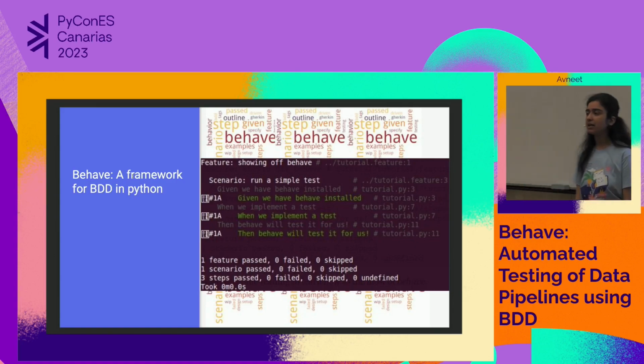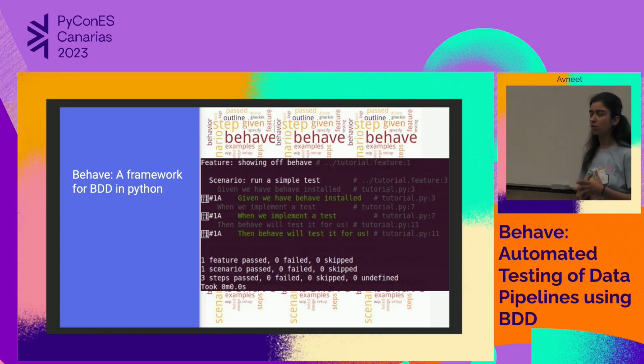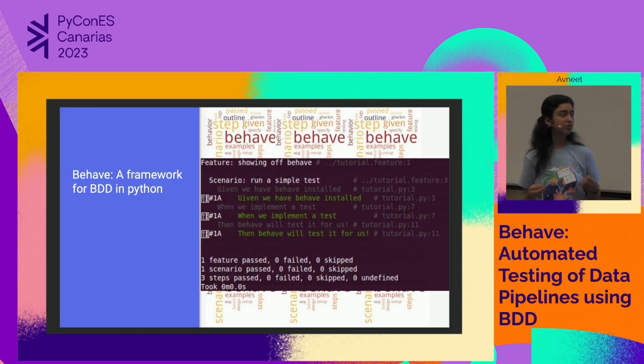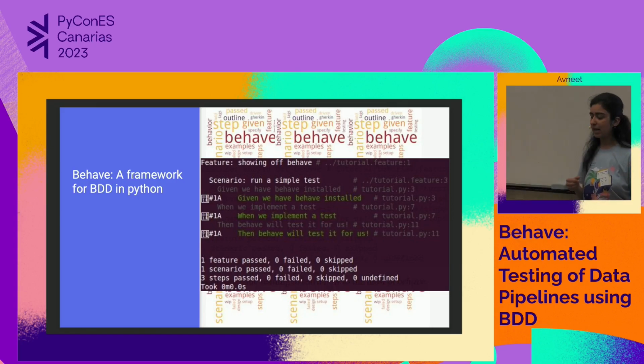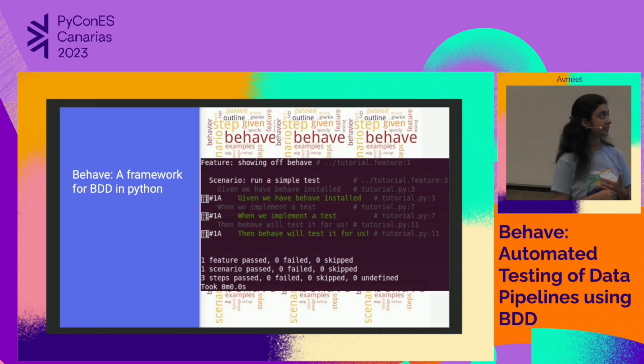Most of our programming is done in Python when we code data pipelines. So we use this framework called Behave. It's a Python library, and this is the main thing we use for writing our feature files, writing our scenarios, and also writing our step implementations, which I'll talk about again in a few slides.